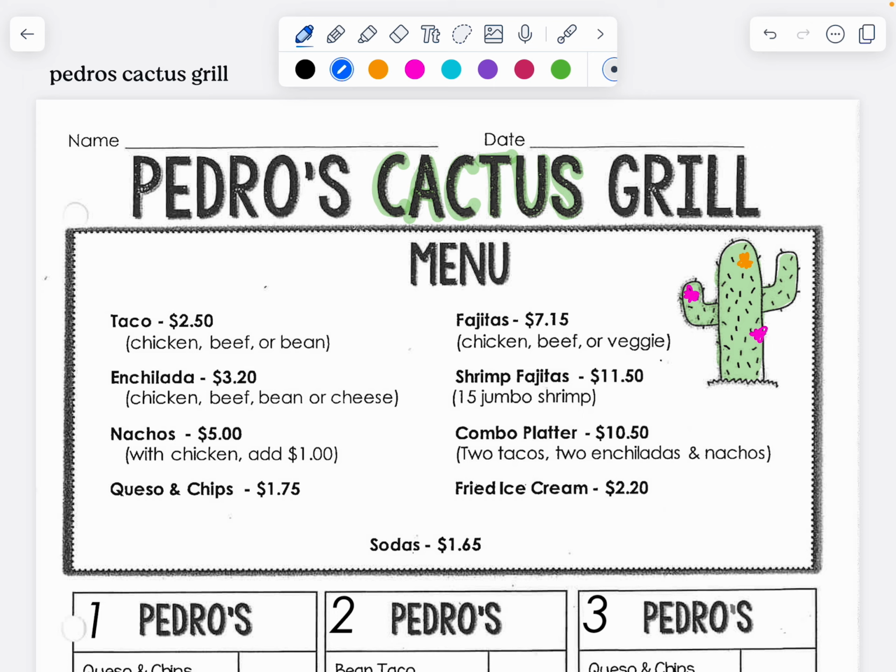Today we're going to go out to eat and figure out tax and tip, and maybe we might even have a coupon or two. So get ready. We're going to take a look at the menu up top. It's full of tacos, enchiladas, nachos, and apparently some very popular fried ice cream.